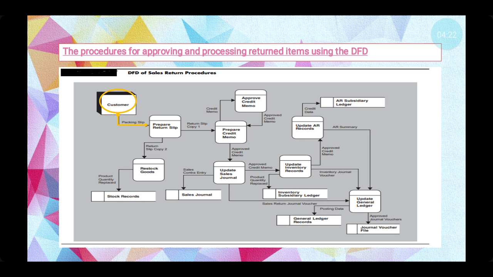So, yun nga, yung unang copy ng return slip is mapupunta sa sales function. Then, si sales employee magpe-prepare ng credit memo. This document is for authorization ni customer to receive credit for items returned. And syempre, meron tayong specific authorization for credit memo. After ma-prepare ni sales employee yung credit memo, it goes to the credit manager for approval.